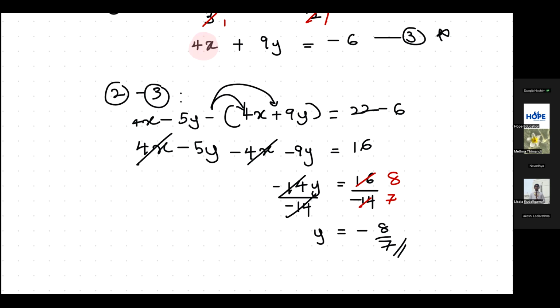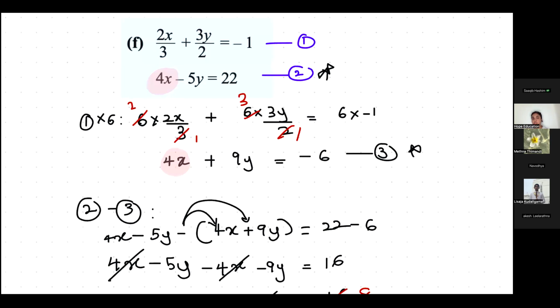Did you all get this? Is it clear? Because unlike the previous answers, now we're getting a fraction for an answer. Okay, so that's a little different. Then for x we can use one of these equations. I'll use equation number 3.